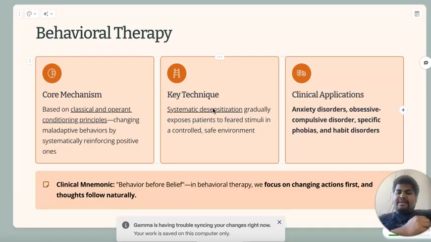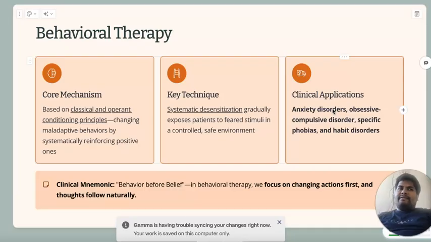It gradually exposes patients to feared stimuli in a controlled and safe environment. So let's say a person has anxiety disorder, for example a phobia of heights. Then in systematic desensitization, instead of taking the patient directly to the 20th floor, the therapist asks the patient to go to the second floor, third floor, fourth floor, and eventually he develops coping skills to deal with that stimulus.